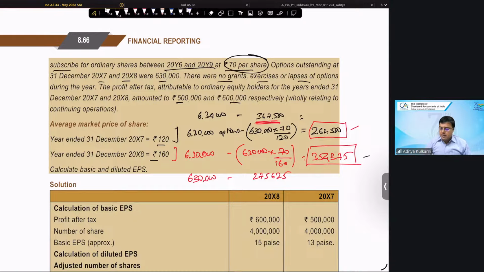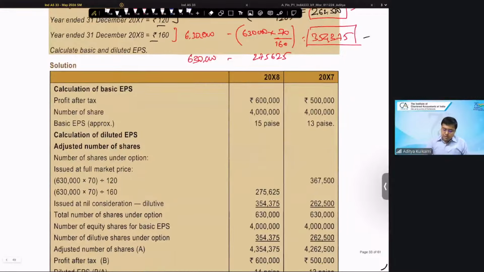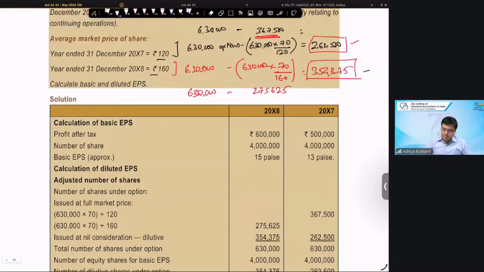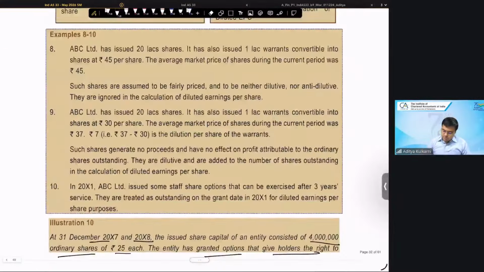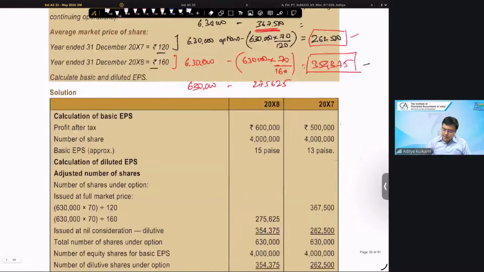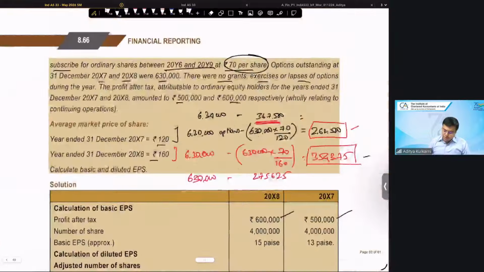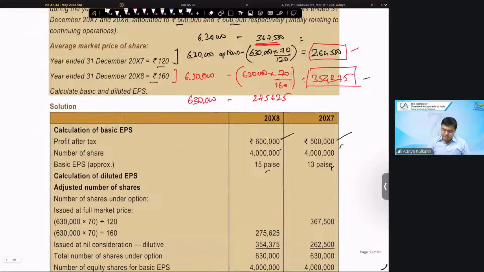In 20X8, it will be 3,54,375. But against this, will there be any impact on the earnings? The answer is no, because this is an option. So basic EPS is very simple. You start off with profit. How much was the profit? 5 lakh and 6 lakh. So 5 lakh and 6 lakhs, and the number of shares is 40 lakhs. So 15 paise and 13 paise respectively.